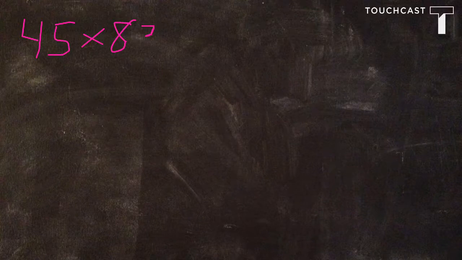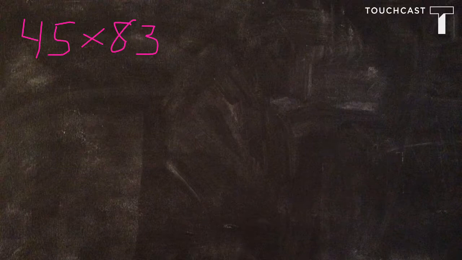Now, I'm going to pose a multiplication problem. I want you to pause it, do it on your own, and then come back and check yours. So the problem that I want you to do is 45 times 83. So pause it, set it up using the area model, and then come back and check your answer.